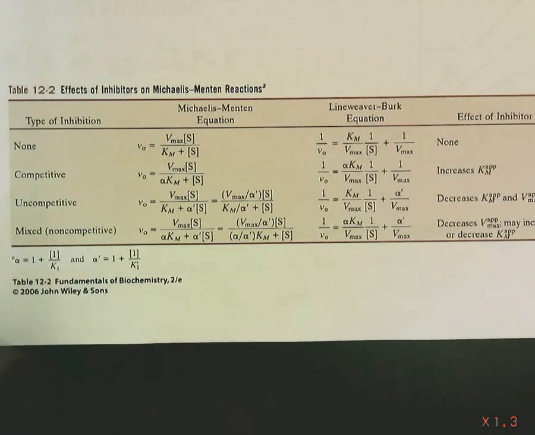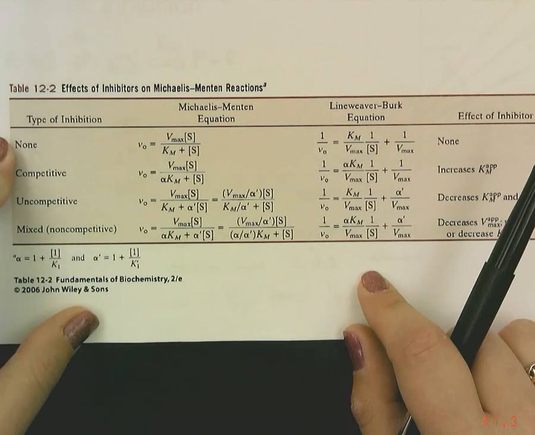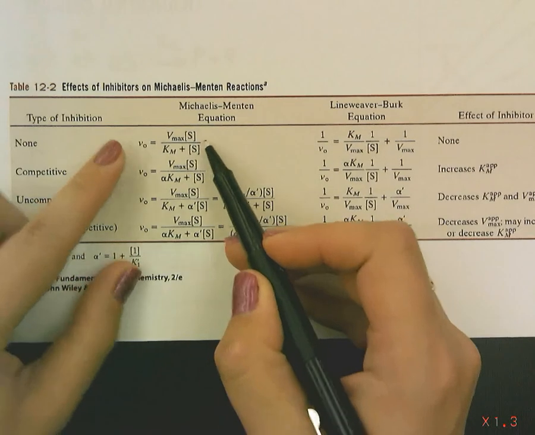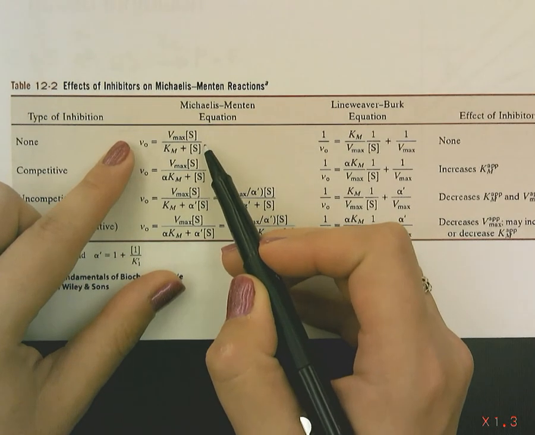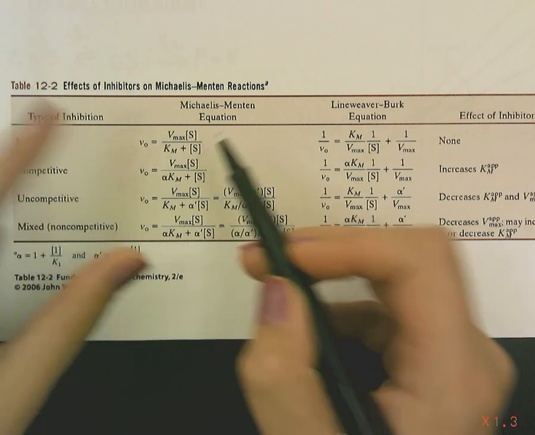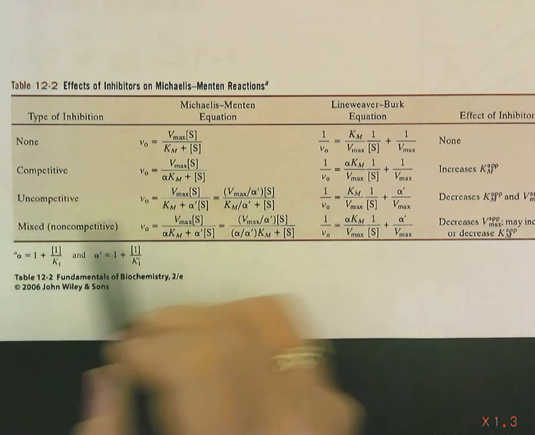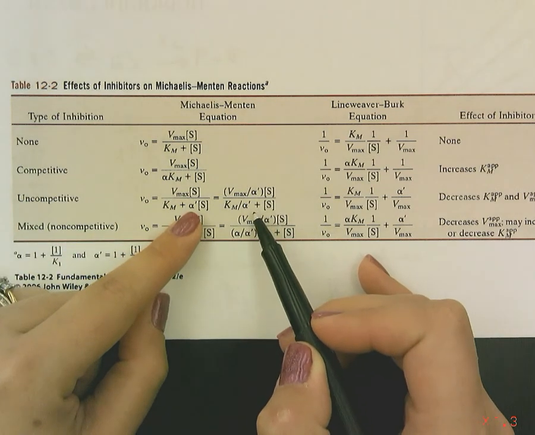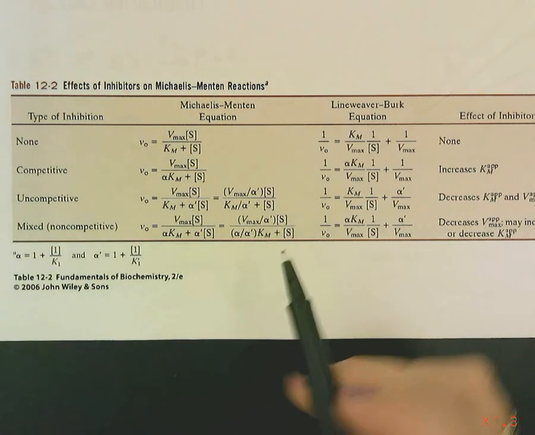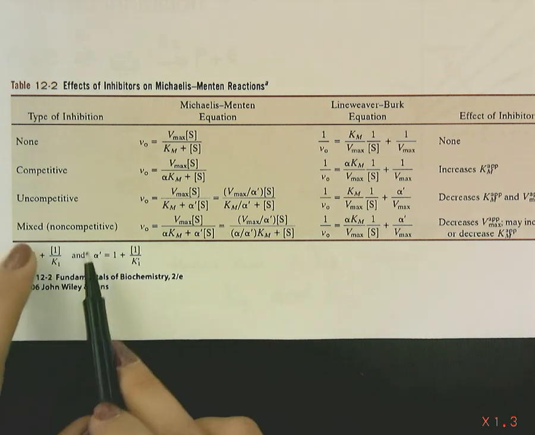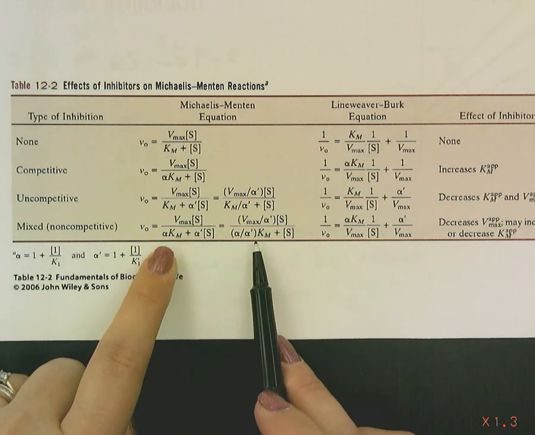So for our three types of inhibitor and then our plain non-inhibited, we have our different Michaelis-Menten equations. One, this is our regular one, Vmax times substrate over Km plus substrate. Competitive includes our alpha value. Uncompetitive has to include two alpha values because there are two different mechanisms. And then mixed is the one we just looked at with alpha, alpha prime.